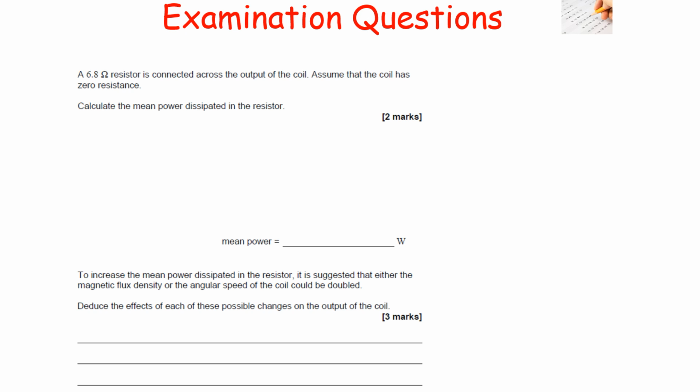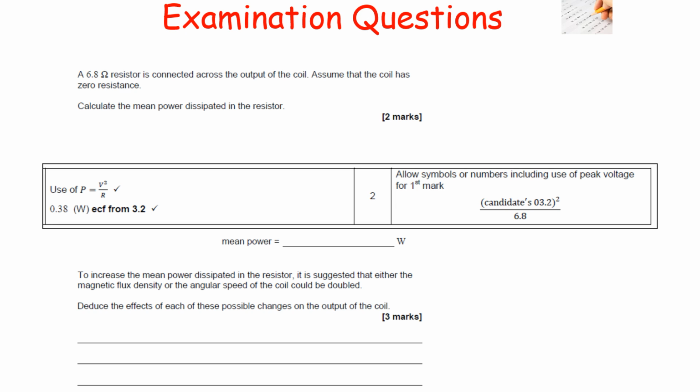Right, so how do you work out power dissipated? Now in the previous question you just worked out EMF, which in this case is V. So we can say that power is equal to V squared over R. You've just worked out what V is, and you've been given R, which is 6.8. So you do V squared over R and you get your answer out to be 0.38 watts.